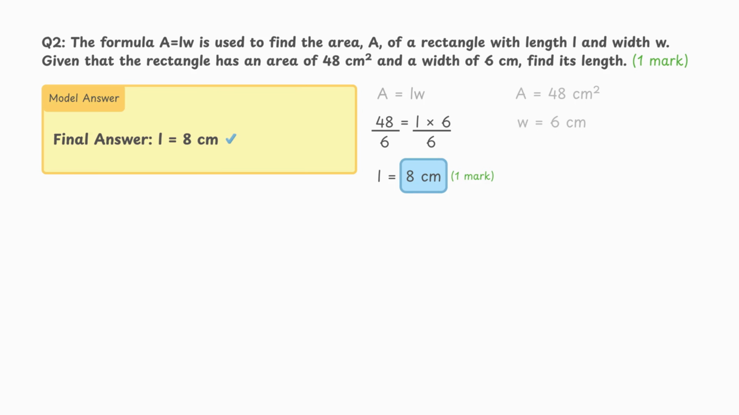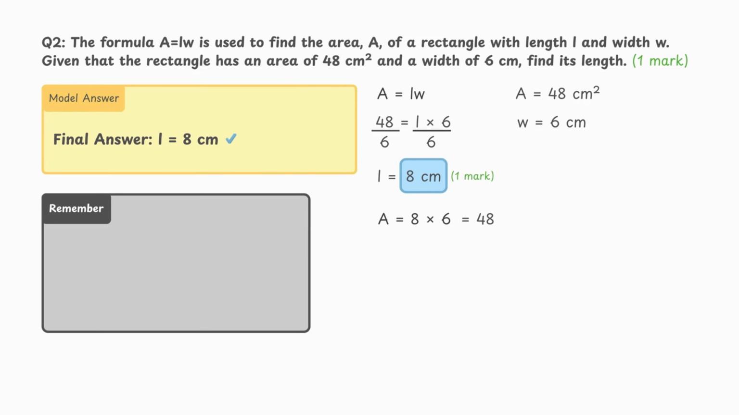Let's pause for a moment and think about why this answer makes sense. We know the width is 6 centimeters. If the length is 8 centimeters, then the area would be 8 multiplied by 6. 8 times 6 equals 48. This matches the area given in the question, which confirms that our answer is correct. A good habit in GCSE Maths is to quickly check your answer by substituting it back into the original formula. This only takes a few seconds and can help you spot mistakes before moving on.